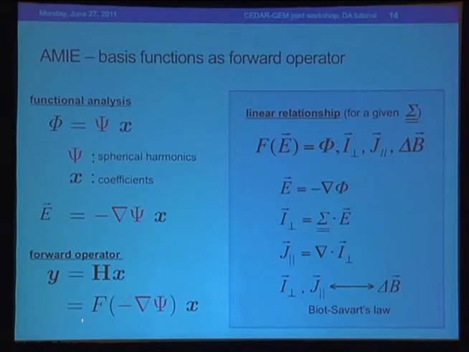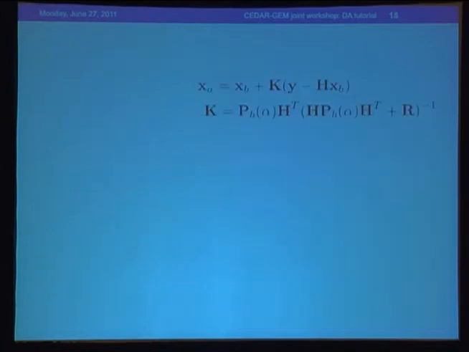I'd like to make a connection to the basic data assimilation equations. AMIE is basically doing a Kalman filter update of spherical harmonic coefficients. And we only need one set of coefficients because we can map back to all the different parameters through this linear relationship. Okay? So this is the basics of AMIE so far. And I'm going to go through 3 more slides about what would be new ideas to improve AMIE.